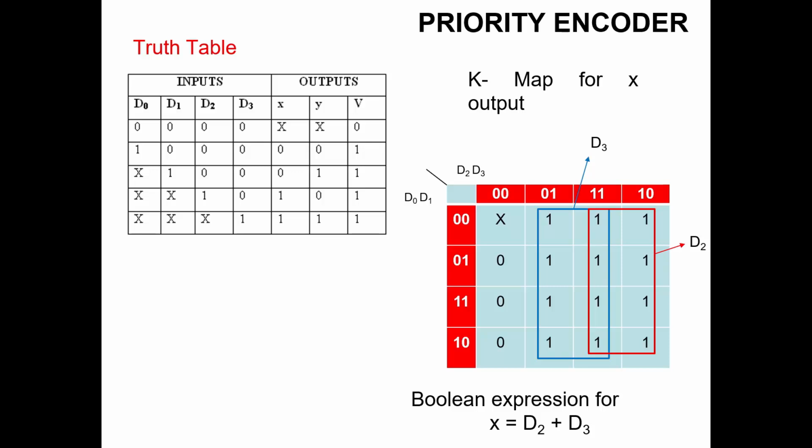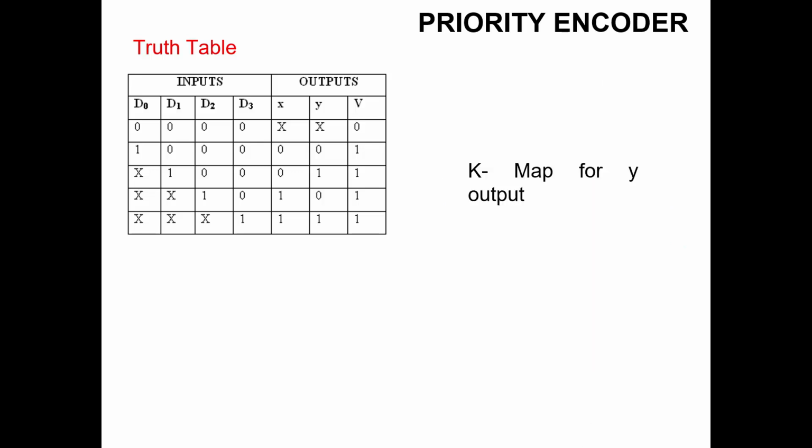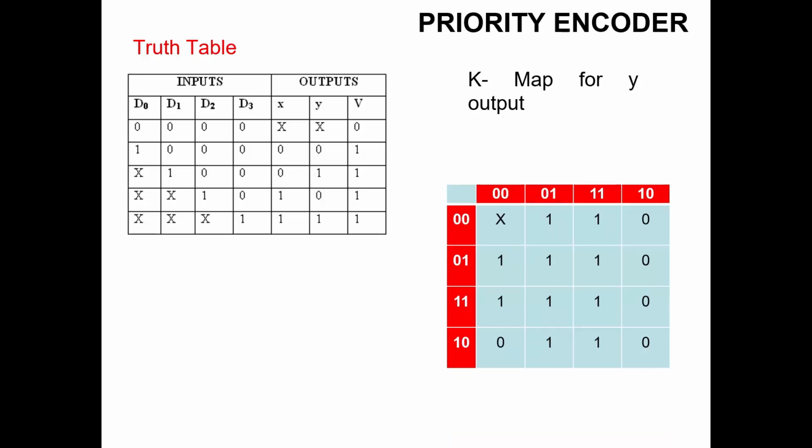Similarly, we can draw the K-map for the Y output. This is group 1 for this entry. And for this one, we have to see here, D3 is 0, D2 is 0, this column. Then D1 is 1, means this column, and D0 can have any value. We are having output 1.